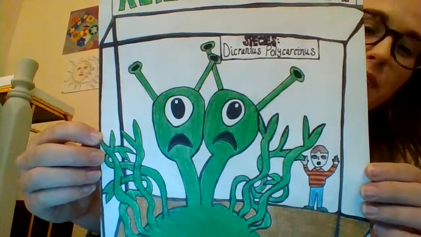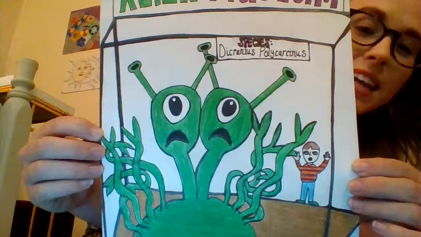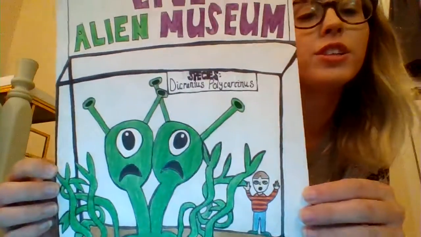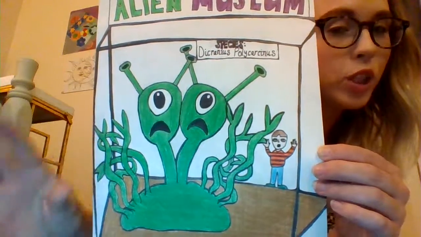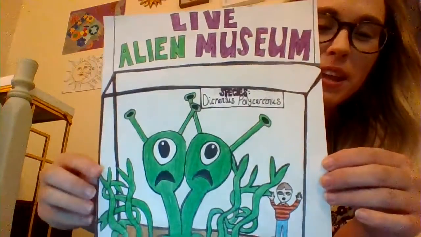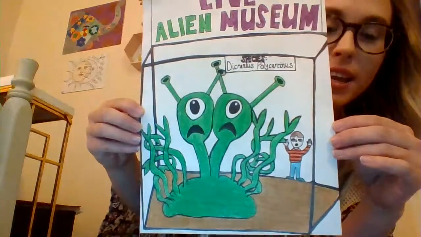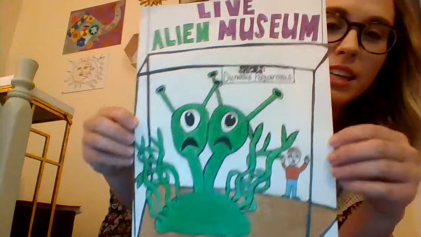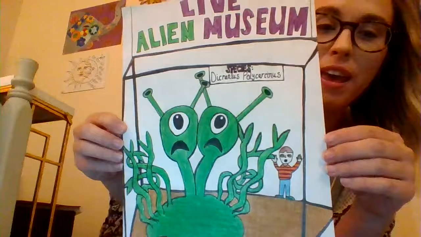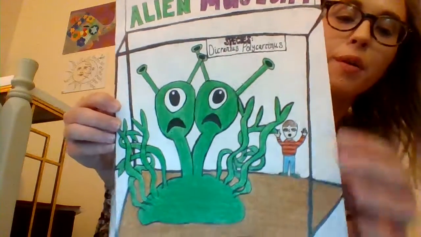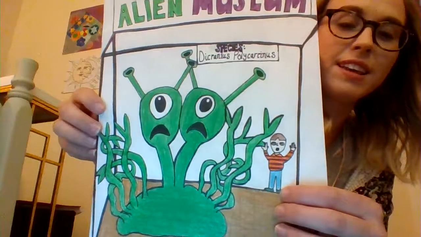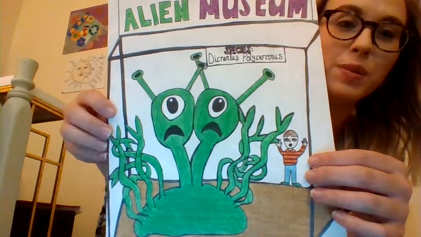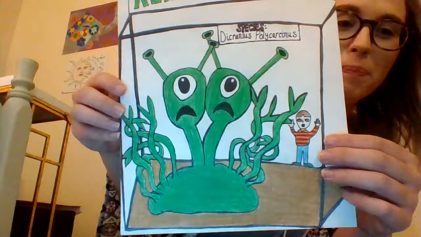The species name that I gave him, I made it up, is the Dicranius polycarcinus, which literally translates to 2-headed, many-armed crab-like creature. The trap that I gave him, he's enclosed in a display case, so he was trapped and taken to the live alien museum to put on display. He's a very rare species, so this little kid right here, you can see he's pressed up against the glass in awe of this rare and unique alien life form thing. Yeah, this was really fun.